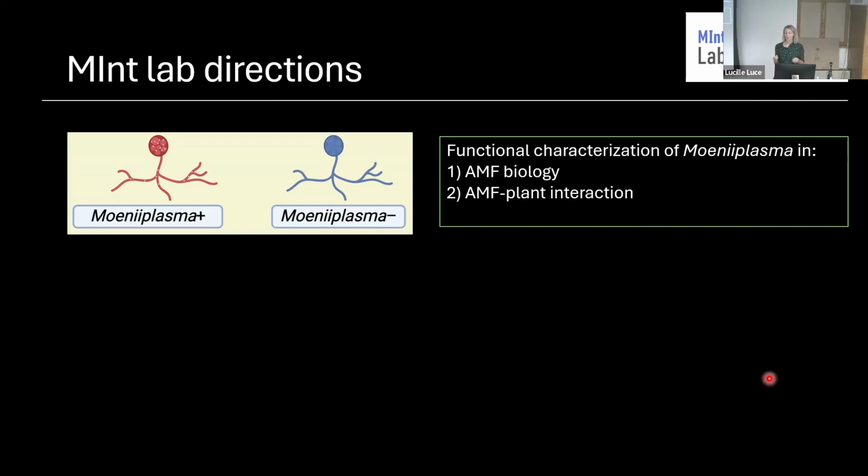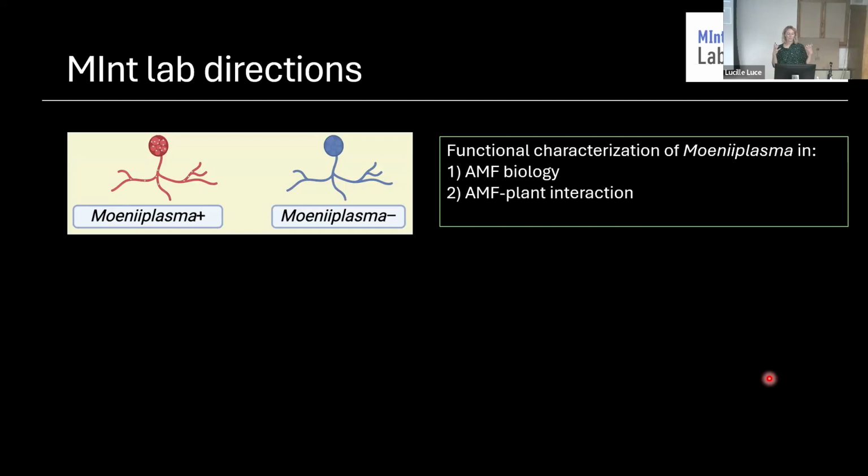But one of the current main research directions in my lab is that we're trying to functionally characterize Moenoplasma, trying to finally figure out what it is that they do in AMF. And the reason this hasn't been done before is, as I mentioned at the beginning, AMF are not very easy to culture. They don't like being cultured. They actually hate it. They're obligate biotrophs, so they absolutely require the plant host in order to complete their life cycle.